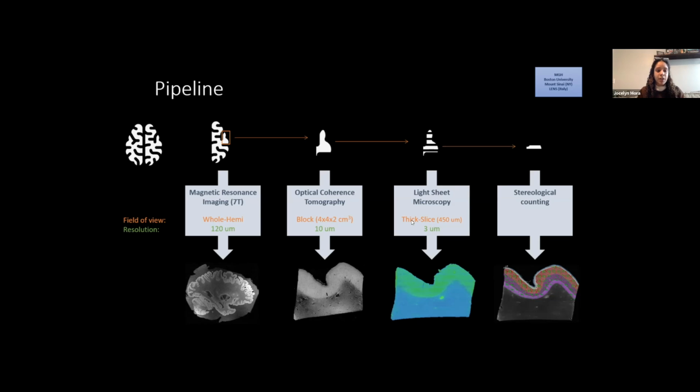We typically image a whole hemi control brain with the PA removed and BA44, 45 intact, and this is done at 120 micron resolution. Then the sample is blocked in that BA44, 45 region at 4 by 4 by 2 centimeters, and we collect OCT imaging around 10 micron. Then the sample is shipped to Italy in thick slices of about 450 micron, where they collect light sheet microscopy at about 3 micron. Finally, we do stereological counting on the light sheet microscopy data.